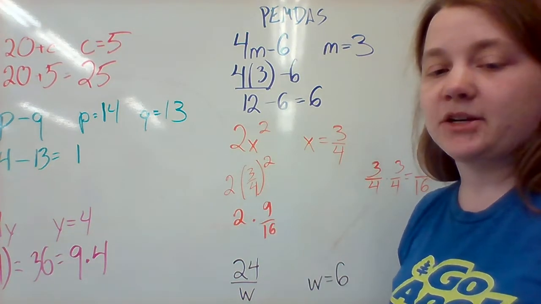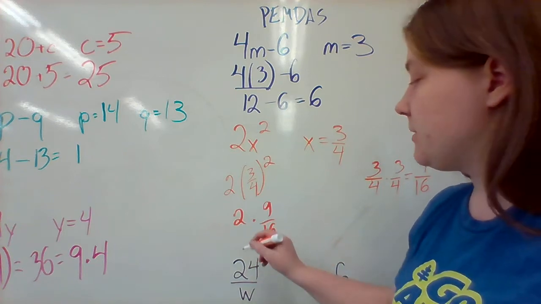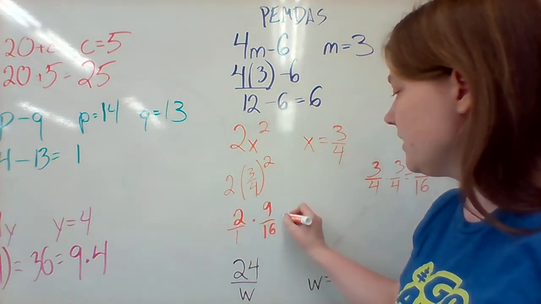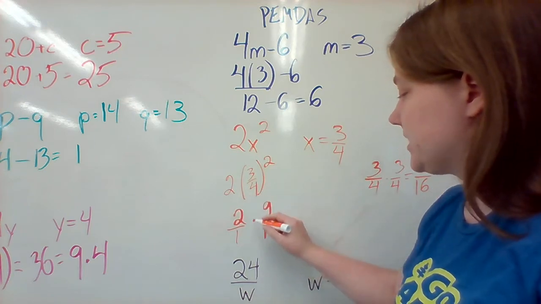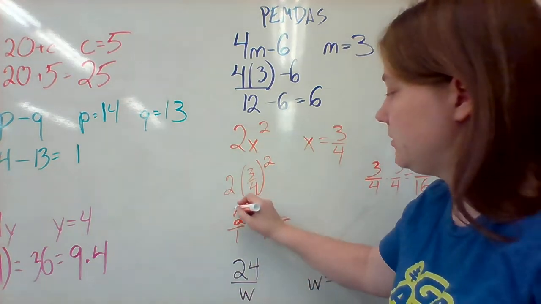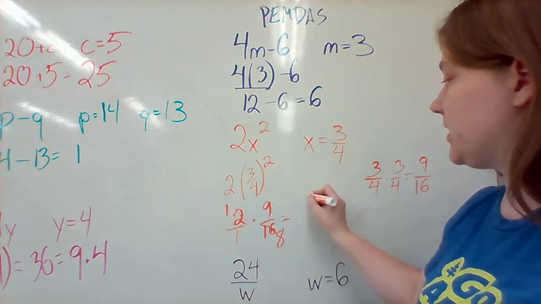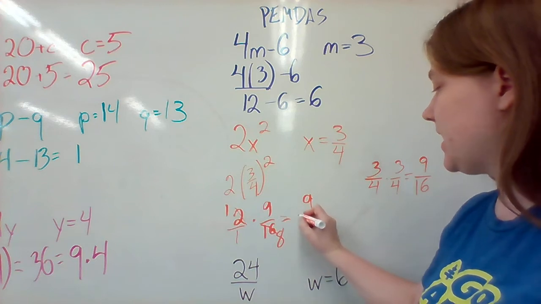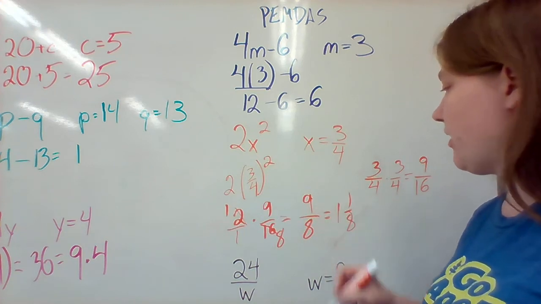So now I have 2 times 9 over 16. And I know that to solve a multiplication problem with a whole number and a fraction, I need to put the whole number over 1. And I see right here that I can simplify. So 2 and 16 can both be divided by 2. And I get 1 times 9 is 9. 1 times 8 is 8. 9 over 8 becomes 1 and 1/8.